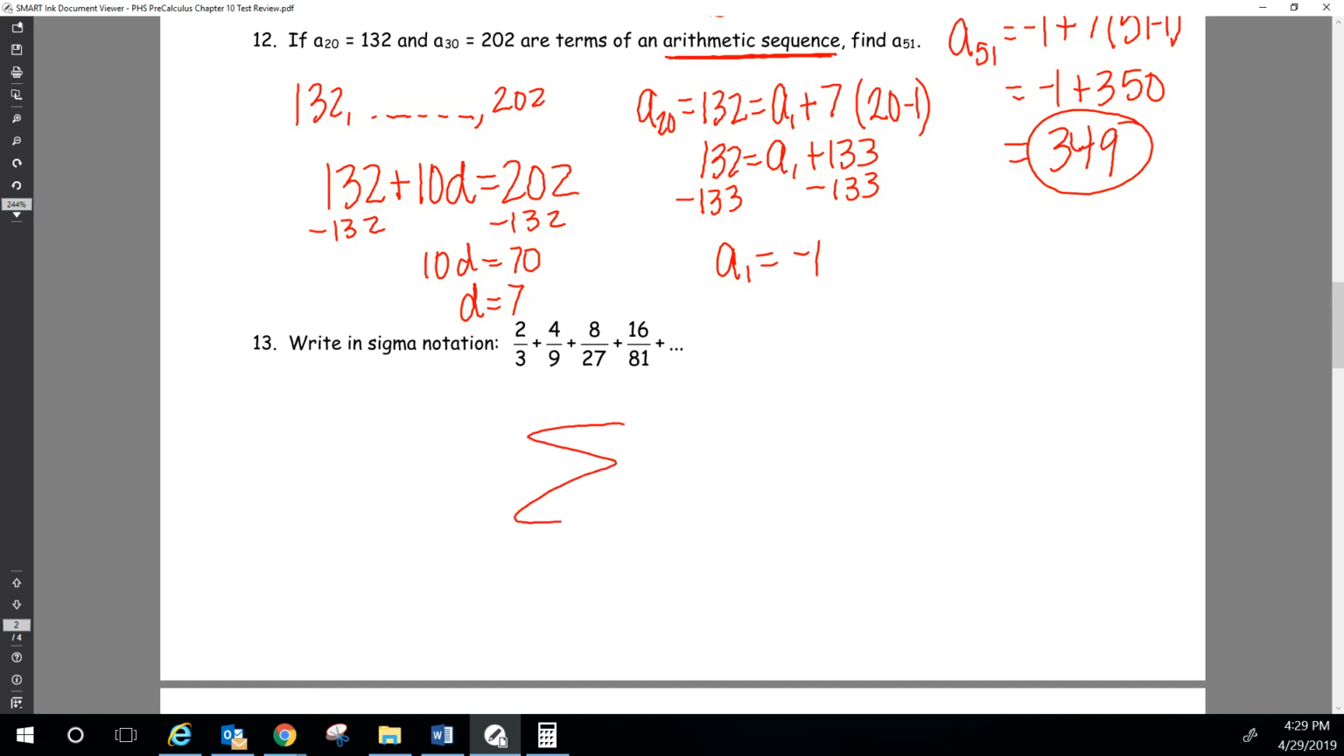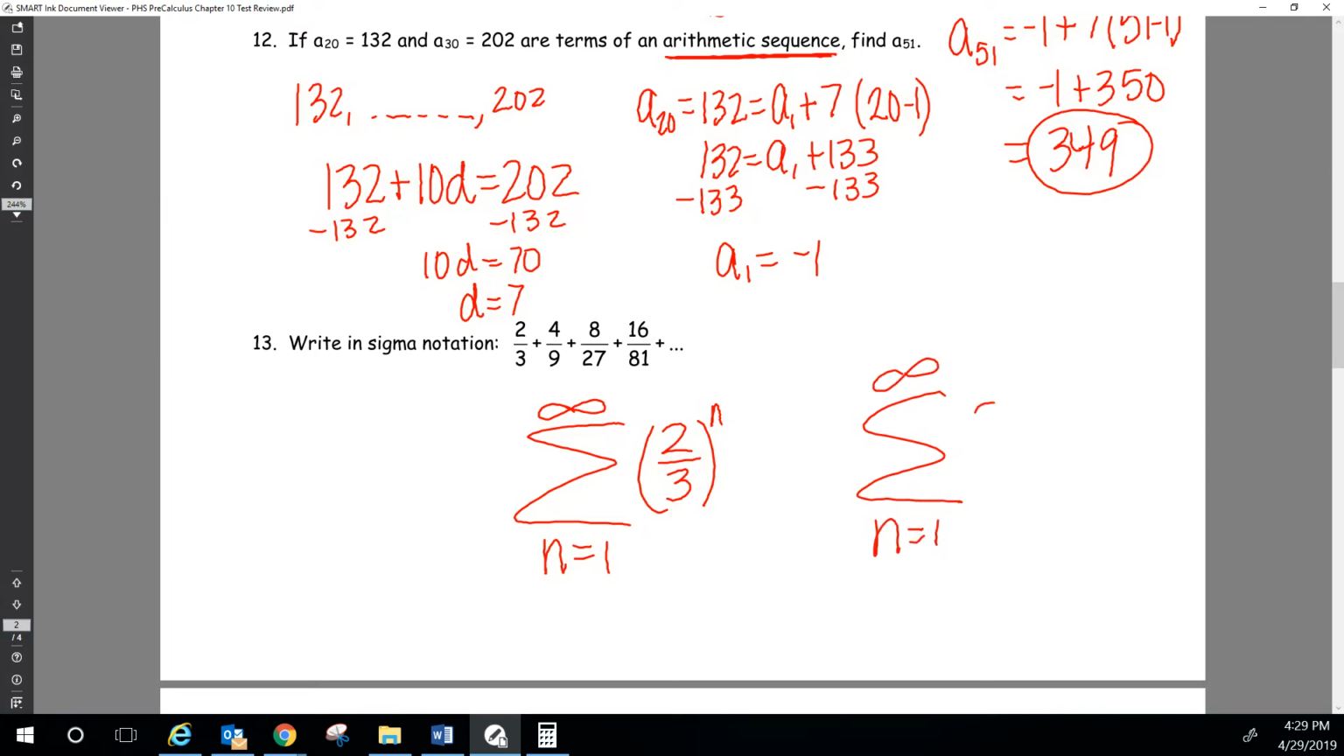So sigma notation requires the big sigma. I'm going to make it from n equals 1. This goes dot, dot, dot, so that means it's going on to infinity. And it looks like I've got 2/3 to the n power. Now, I know a lot of people say, would it be this, Miss Harris? And 2/3 times 2/3 to the n minus 1. Yes, that is absolutely the same.